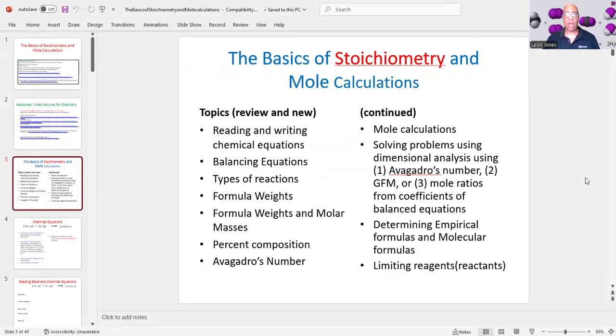You're going to be dealing with reading and writing chemical equations, balancing equations. You have the types of reactions, formula weights and molar masses, percent composition, Avogadro's number, mole calculations. You're going to solve problems using dimensional analysis, using number one, Avogadro's number, number two, GFM, or number three, mole ratios from coefficients of balanced equations. Then you're going to determine empirical formulas and molecular formulas. And then you're going to have reactants known as limiting reagents.